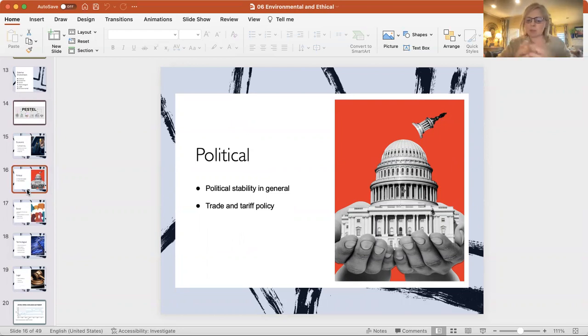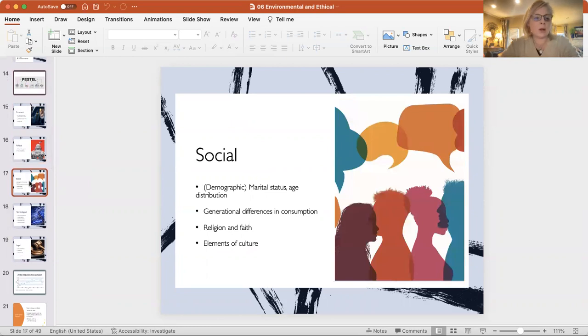Political, this is the political stability. We know that people can be affected when there are wars or different things that are occurring in different countries. We are seeing that as well on a global scale. Social is going to be the elements of our culture, our religion and faith, our generational differences, and even demographic type things, marital status, age, gender, race, all those sort of things, and how they play into this piece as well.